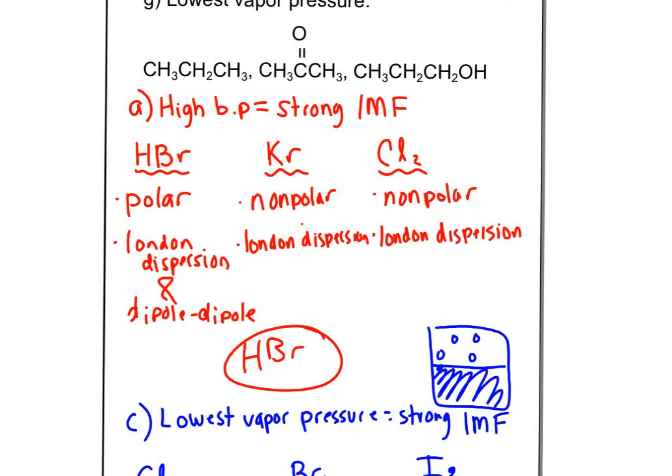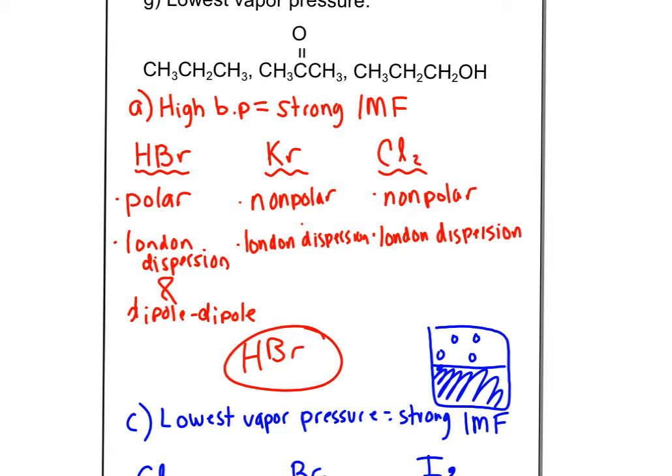Let's look at this first problem. We want something with a high boiling point. That means we're looking for the strongest intermolecular force. So I go through each one and say the type of molecule. HBr is a polar bond, and there's only one thing bonded to another, so it's a polar molecule. Kr is just a noble gas, so it's nonpolar. And Cl2 is a diatomic, so chlorine to chlorine, they're going to share equally, nonpolar.